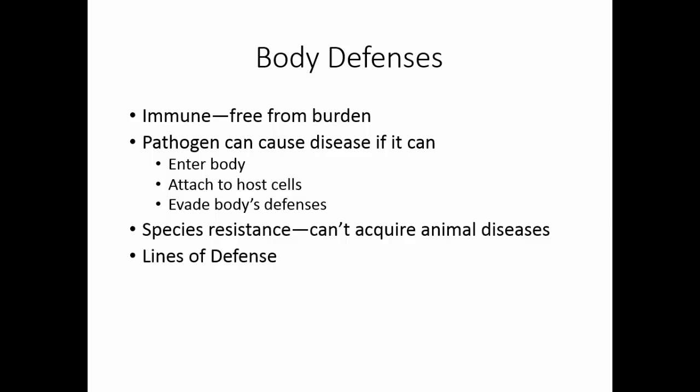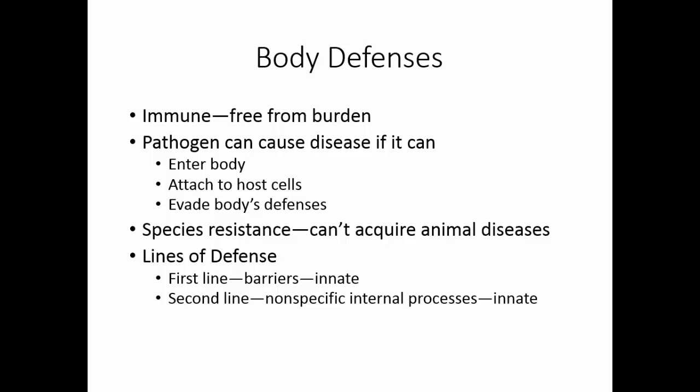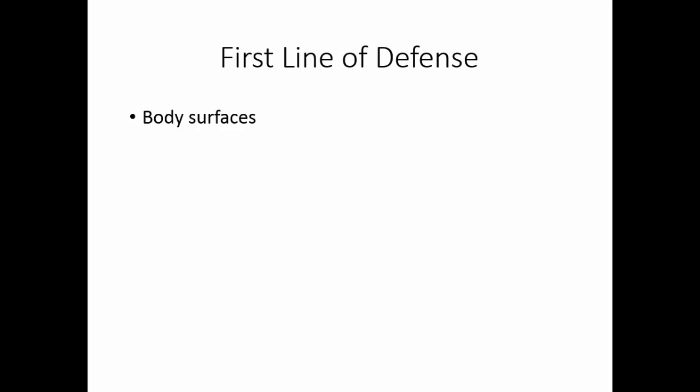Our body defenses can be broken down into what we call the 3 lines of defense. The first line is barriers. Now, this is part of our innate immune system. Everyone is born with the same first line of defense. The second line of defense are some nonspecific internal processes. These are also innate. We are all born with these same nonspecific internal processes. The third line of defense is our specific immunity. This is acquired. This is our adaptive immunity. This can be a little different from person to person because it will depend upon what we have been exposed to in life.